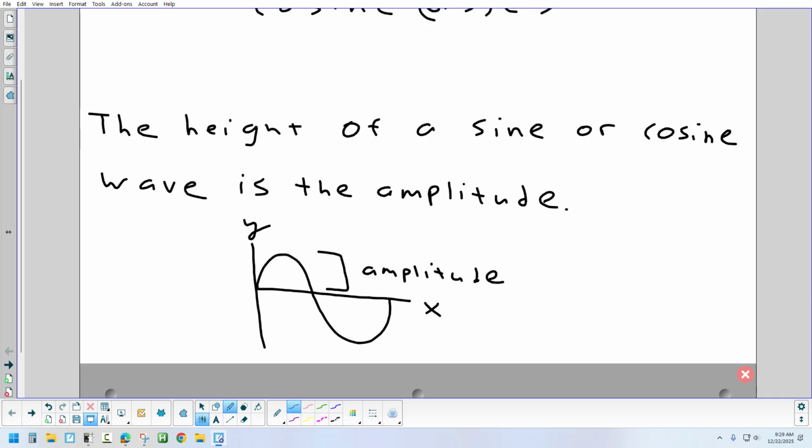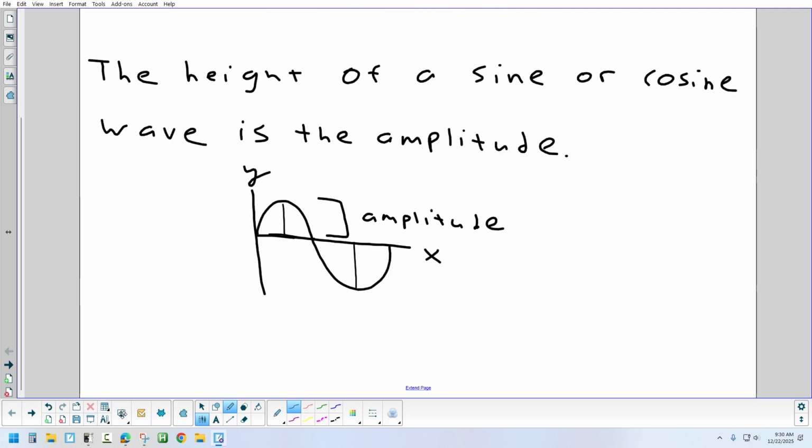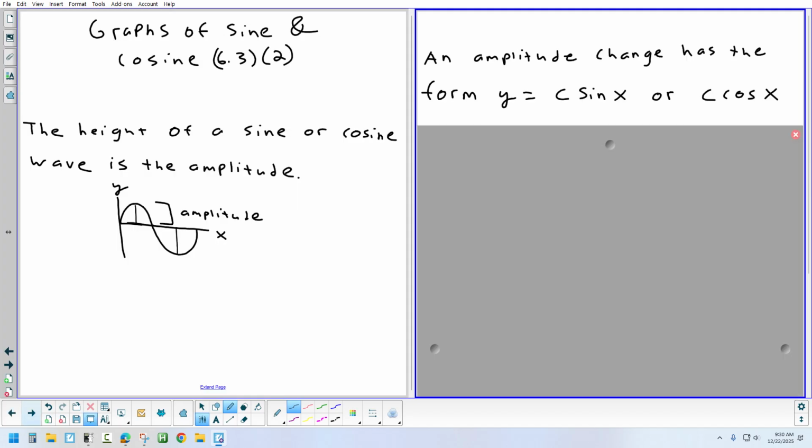Because the amplitude is measuring the distance from the center to the highest point on the wave, or from the center to the lowest, it would be the same. What kind of number do you think amplitude always has to be? Positive, yeah, because it is measuring a distance. When we do an amplitude change, or vertical stretch, as we're used to calling it, that is when you multiply, and you multiply on the outside.